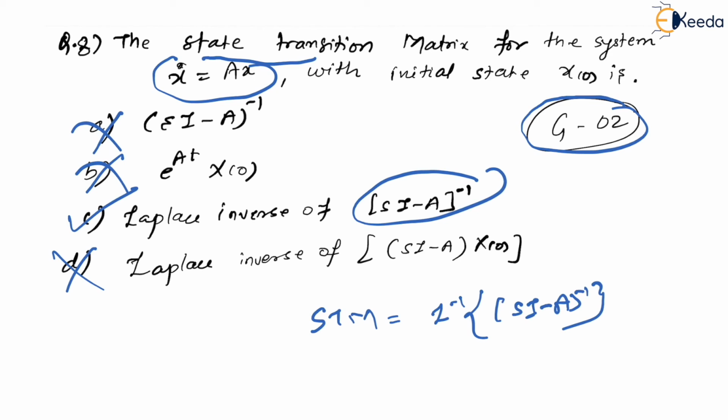Why? You need to understand one thing. See, because those people have given you the initial state as x of 0. What is this particular expression? This is the expression for x of t. This is not the expression for STM, not the expression for state transition matrix, but it is the expression for x of t. Please mind you, this is how those people play with you. Okay, now let us see one more question.